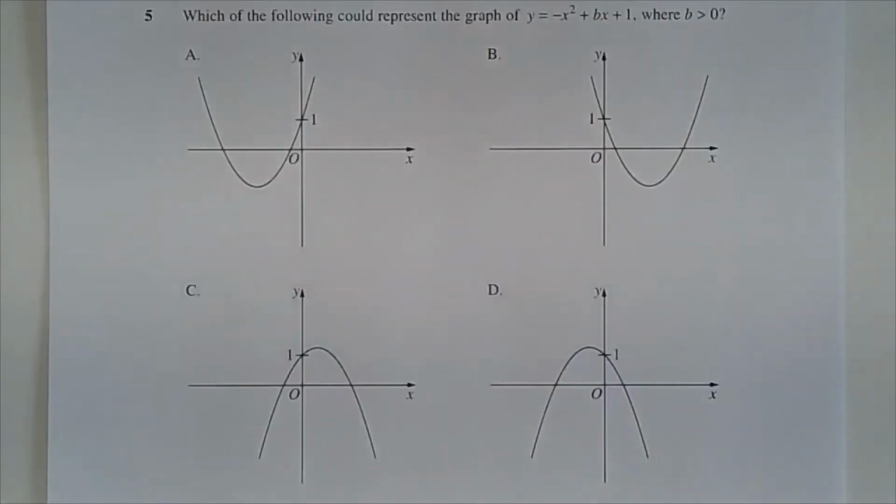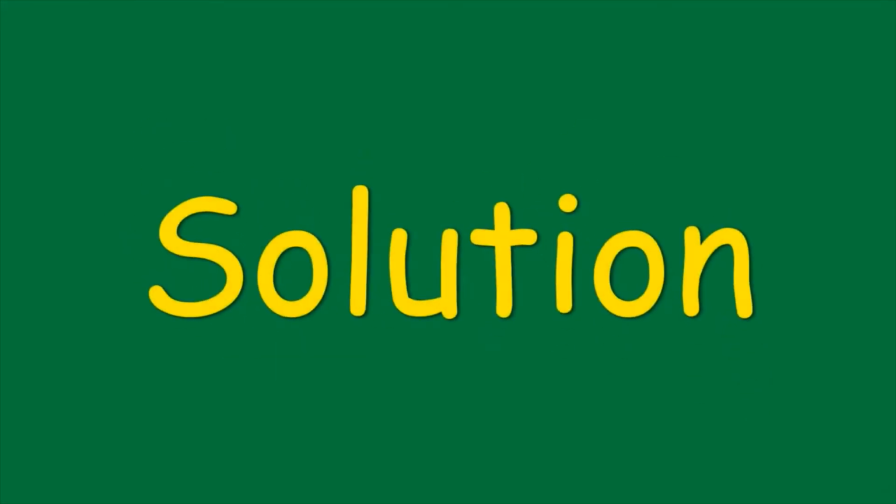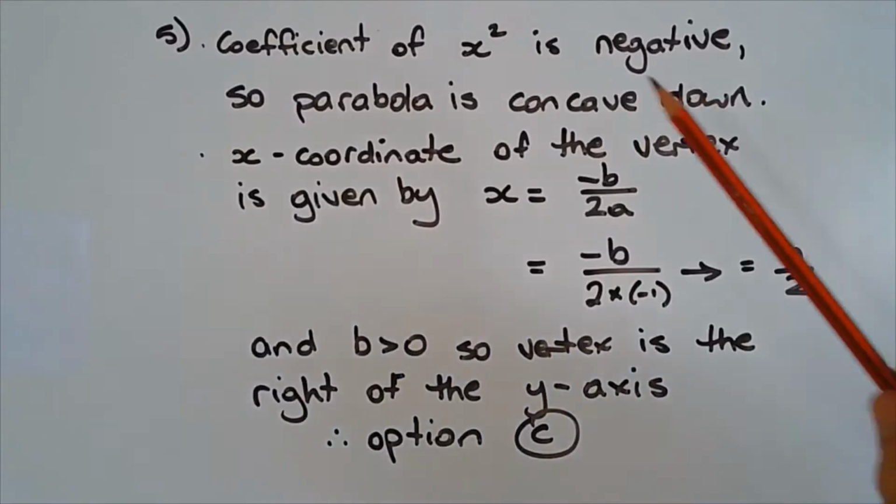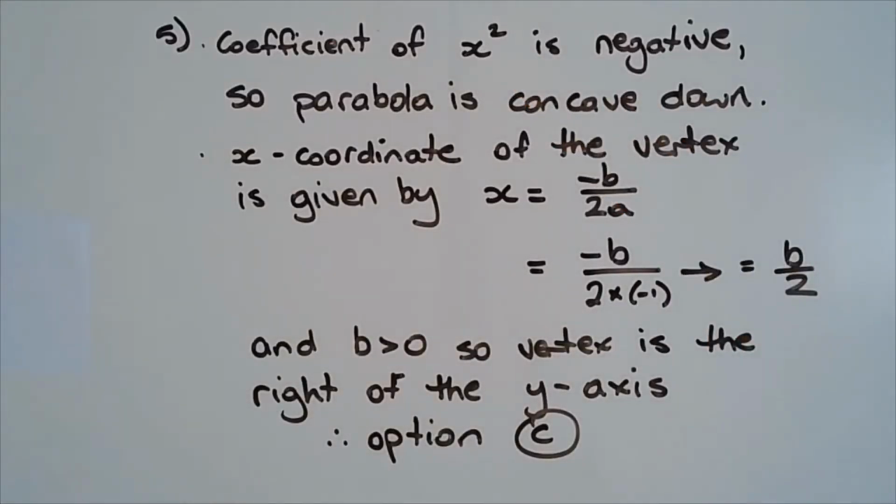Question 5. Which of the following could represent the graph of y equals negative x squared plus bx plus 1, where b is greater than 0? Firstly, the coefficient of the leading term x squared is negative, so the parabola is concave down. That means the answer is either option C or D.